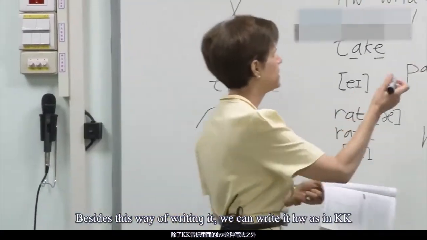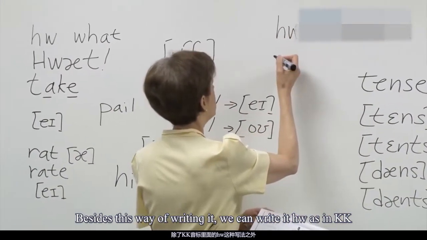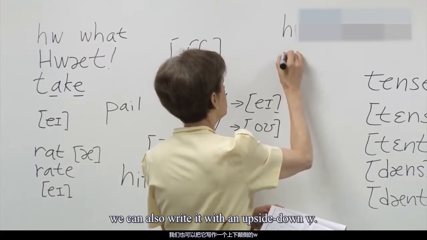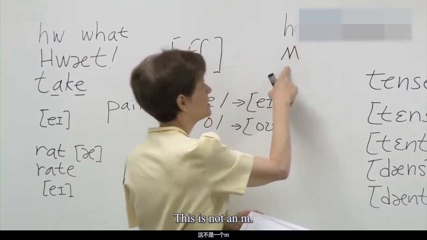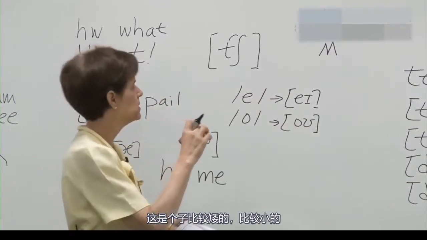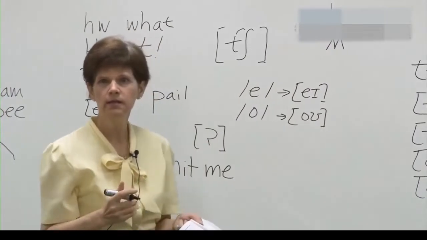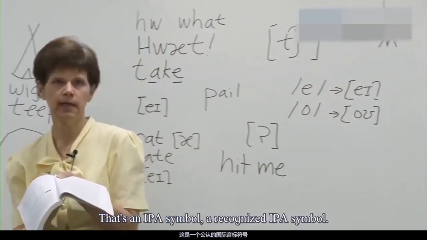Besides this way of writing it, we can write it HW, as in KK. We can also write it with an upside down W. This is not an M. 这是个子比较矮的，比较小的。We can use this upside down W for the same sound. 或 That's an IPA symbol, a recognized IPA symbol.